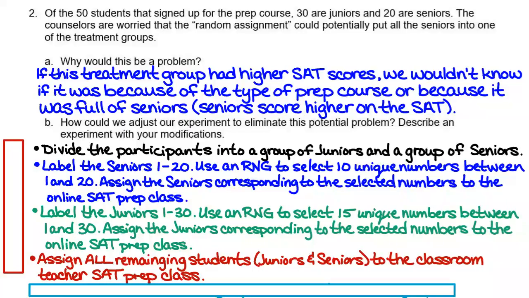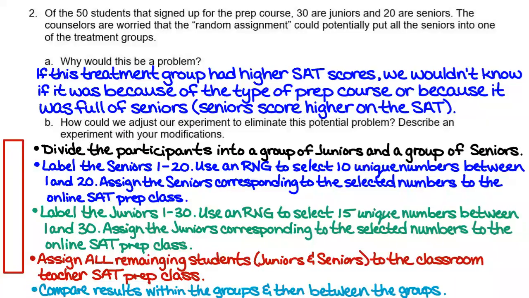Okay, so now I have 25 people in my online SAT prep class, made up of 10 seniors and 15 juniors. I have 25 people in my classroom teacher-led SAT prep class, made up of 10 seniors and 15 juniors. Now that everybody is in their assigned classes, what do I do? Conduct the experiment. And what do I do at the conclusion of the experiment?